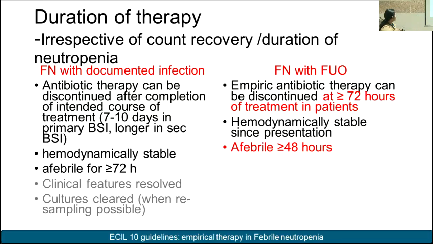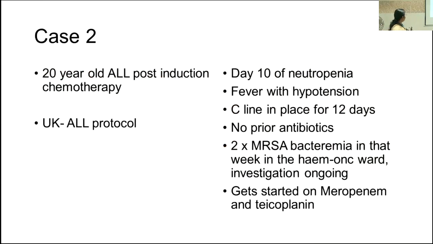So this is the second case. Here you have a 20-year-old with ALL on induction protocol. Again, day 10 of neutropenia, develops some fever with hypotension. The central line has been in place for the last 12 days, and he has not received any prior antibiotics. But just in the preceding week, there were 2 MRSA bacteremias in the ward. Okay, so something is going on in the ward. We have not fixed it yet. We don't know whether this patient is MRSA colonized or not. So now he gets started on meropenem and teicoplanin, because he is hypotensive.